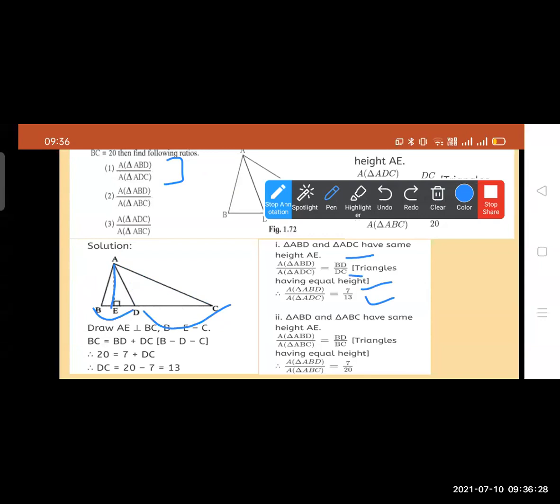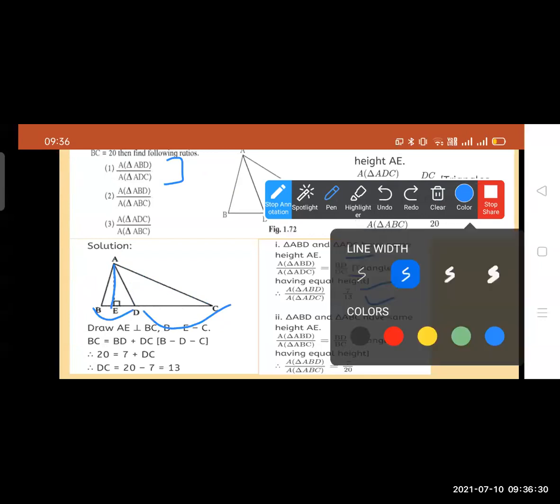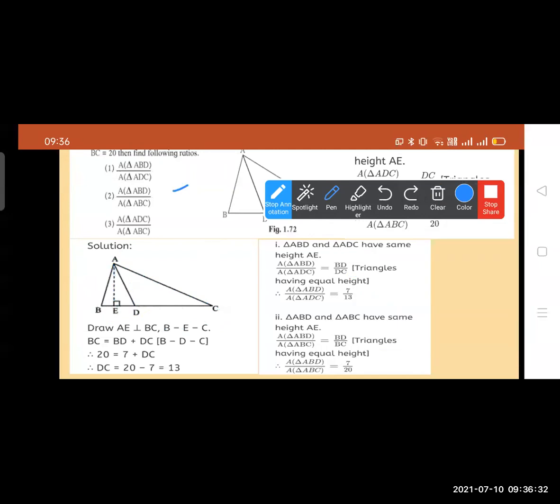Now, clear? Similarly, in the second one, you have to do the same. ABD and ABC. So check again, height is common. So we take BD by BC. Okay, clear?